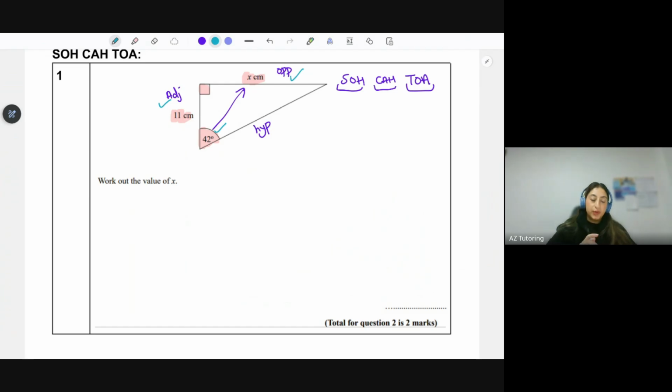So the hypotenuse, we don't need to worry about. I can rub that out. We don't need to do anything with the hypotenuse. Actually, let me write that down. So there will always be one of adjacent, opposite, and hypotenuse that you don't need to worry about.